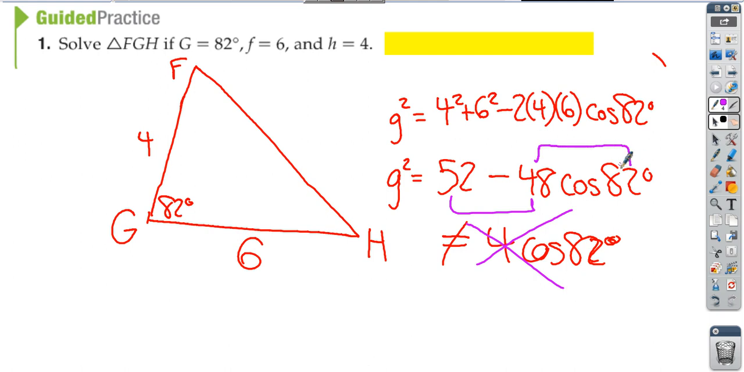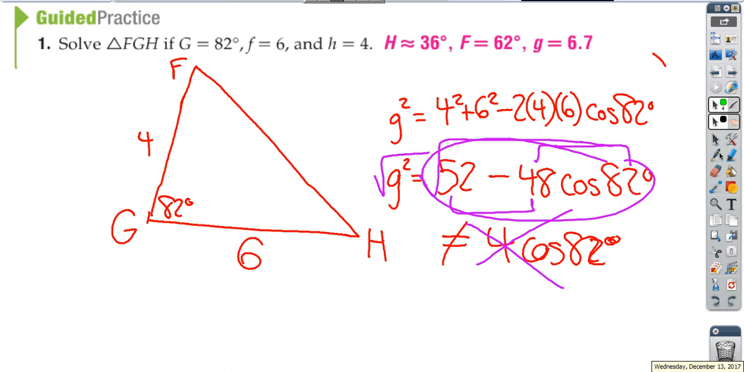You have to multiply these first and then subtract. But the problem is otherwise solved the exact same way. You plug this into a calculator and then you square root it, because that will give you G. And this is what the answer turns out to be. G is 6.7, so we would plug this in, and now we could use the law of sines.